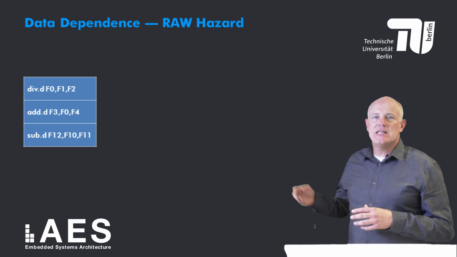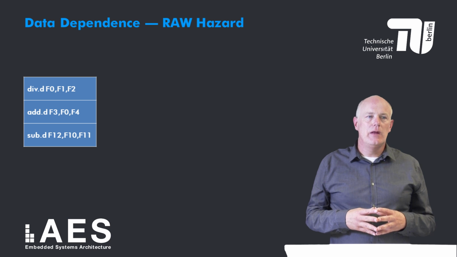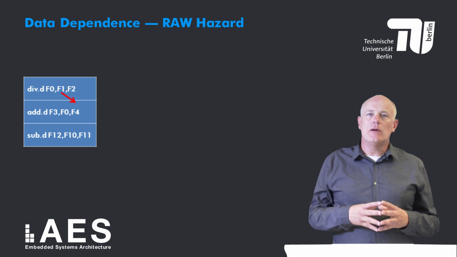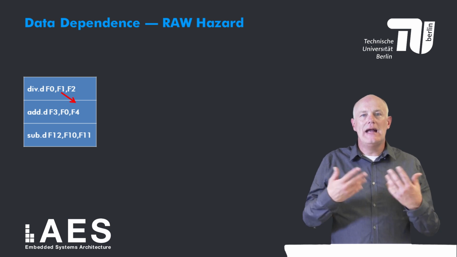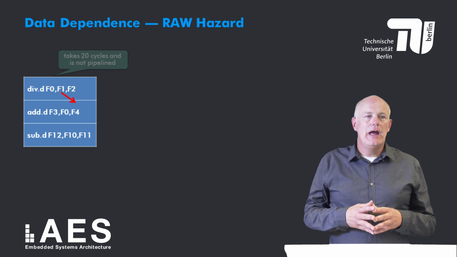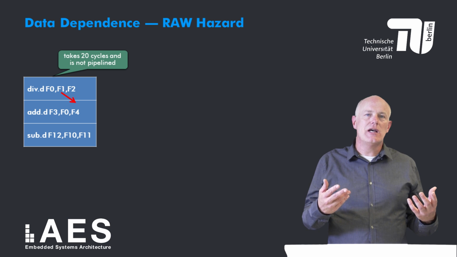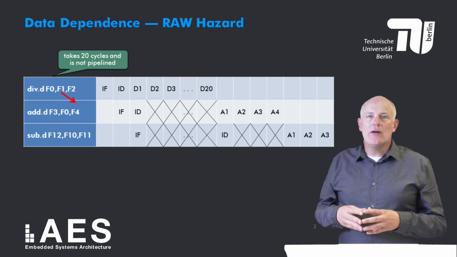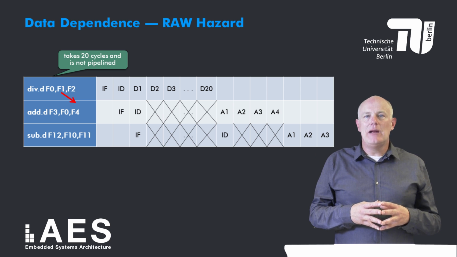Here are three MIPS instructions: a divide double, an add double and a subtract double. There is a data dependence between the divide and the add double, since the divide writes F0 and the add reads F0, as indicated by the red arrow. As before, I assume that floating point divisions take 20 clock cycles and are not pipelined. Then this pipeline diagram shows how the instructions will be executed on the pipeline processor with multi-cycle operations.